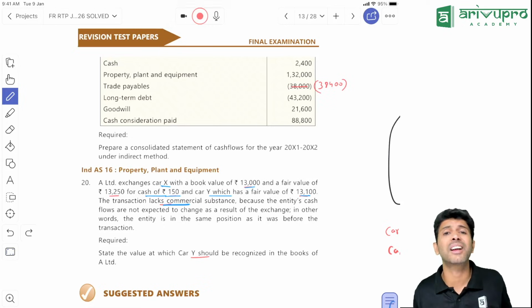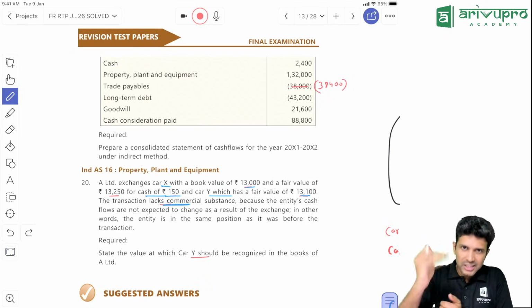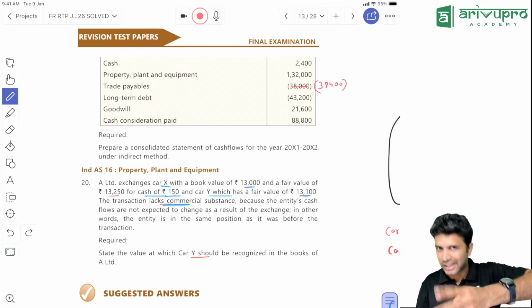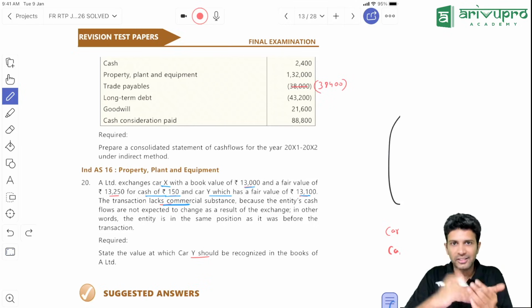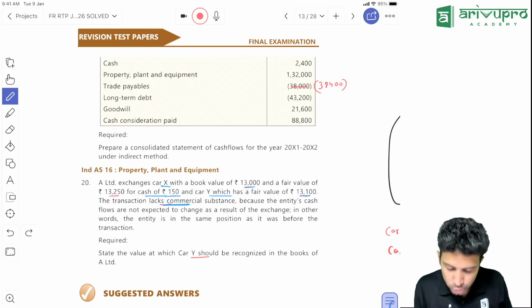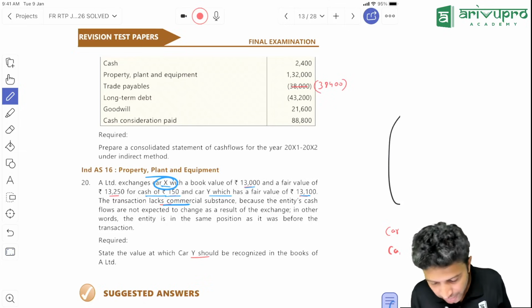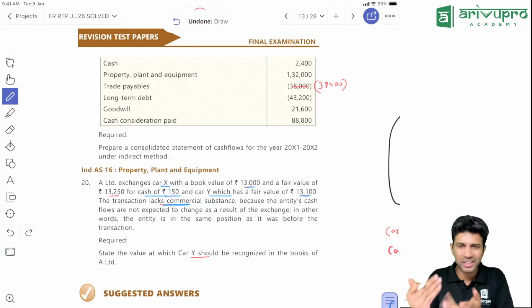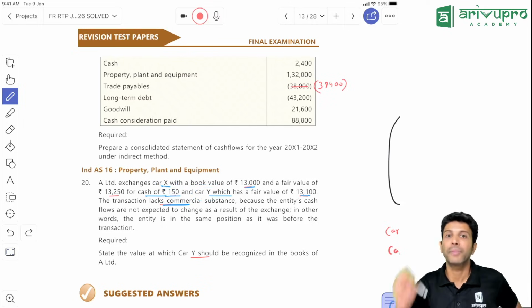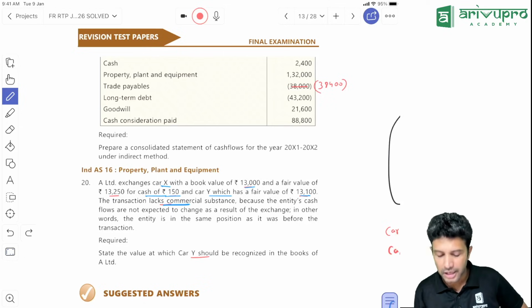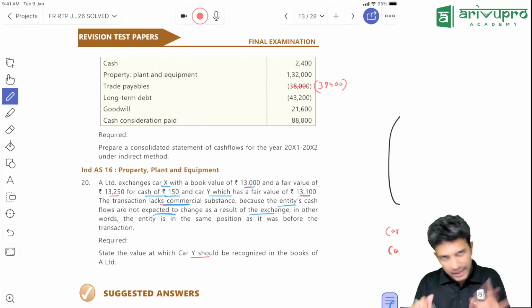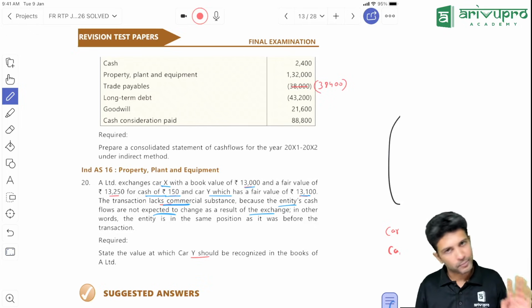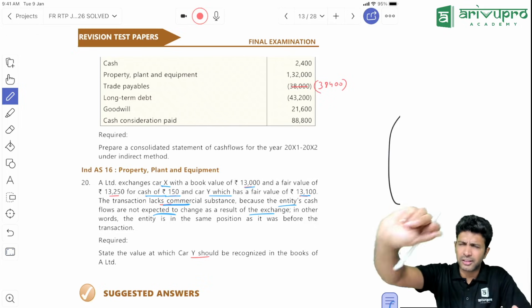What does a transaction lacking commercial substance mean? It means that due to this exchange transaction, cash flow is not changing. The risk, timing and amount of the cash flow you used to get from car X, the same you will now get from car Y also. By doing this exchange, you are not earning any extra cash flows. If you are not earning any extra cash flows, we say the transaction lacks commercial substance, because the entity's cash flows are not expected to change. Now, if the transaction lacks commercial substance, we will use book value.